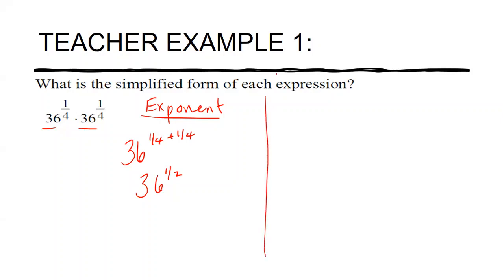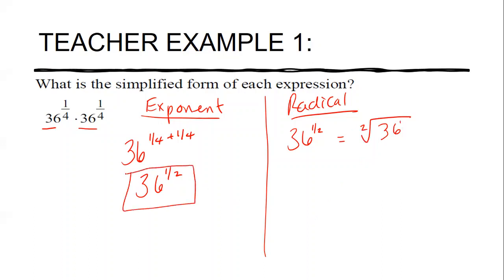Now the radical side. 36 to the half is what as a radical? It means that I'm taking the square root of 36. Why? My power is 1, my index is 2. So on the exponent side, this is the furthest I can simplify, but on the radical side, I can completely simplify and solve. So what is the square root of 36? 6.